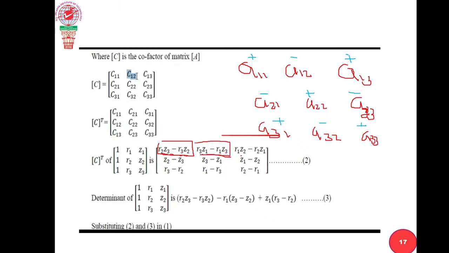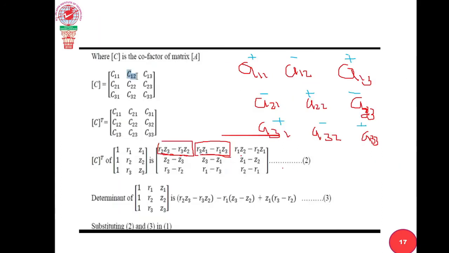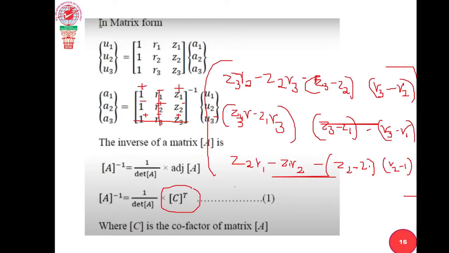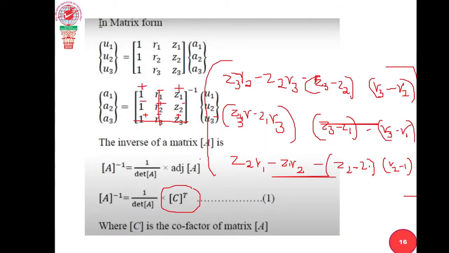This one. Next. This one. Z2 R1 minus Z1 R2. That is this one. Like that. Means what is that we find out it here? This one. This matrix, cofactor matrix, that we need to transpose. Once you transpose, you will get like this. Is it clear? Now, okay, we got adjoint of matrix.